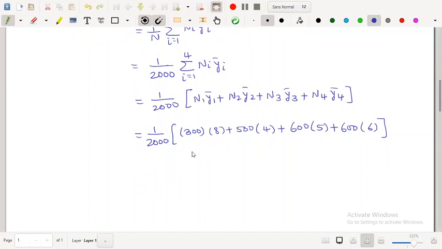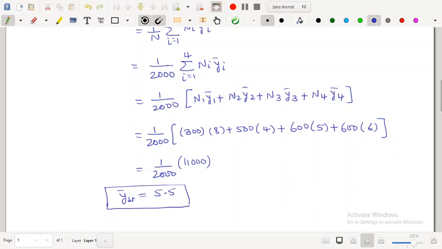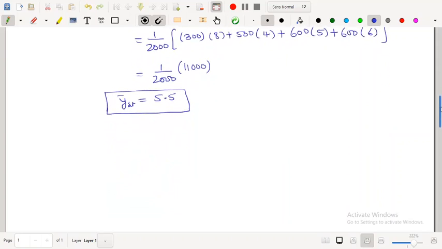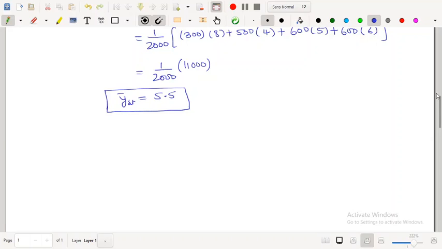If we solve this, then this will be 1 upon 2000 and this value is 11,000, and this is actually 5.5. So y bar st, the unbiased estimator of population mean, is 5.5. So we can say population mean will be 5.5, because y bar st is 5.5 and y bar st is an unbiased estimator of population mean. So population mean may be 5.5.